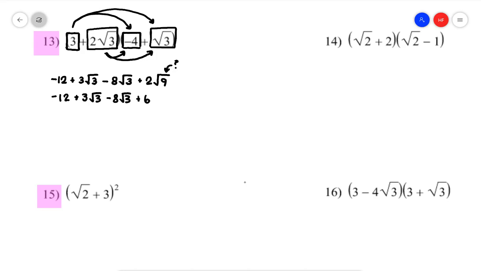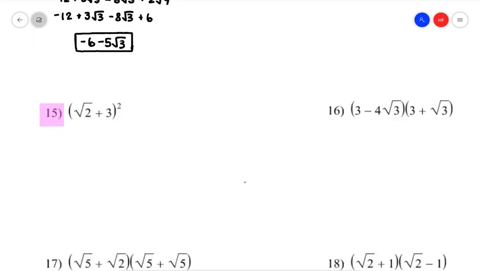So negative 12 plus 6 gives me negative 6, and then 3 root 3 minus 8 root 3 is negative 5 root 3. And since they don't both have the same radical in them, we stop there. We can't combine them.